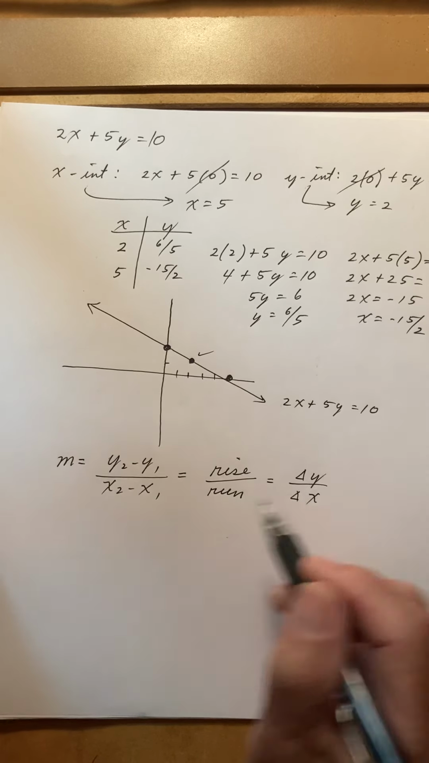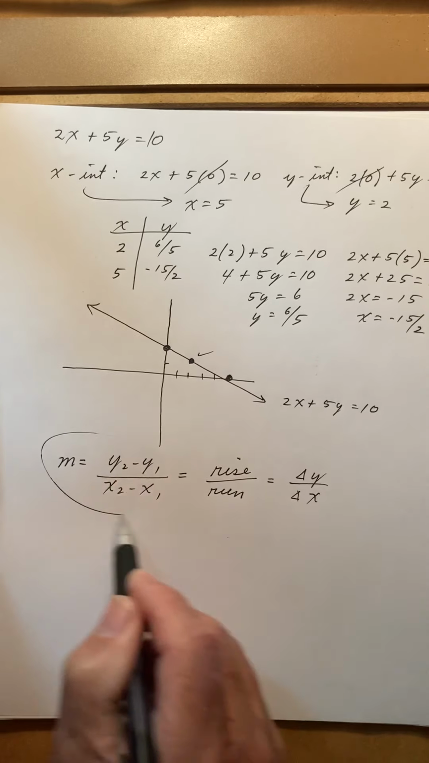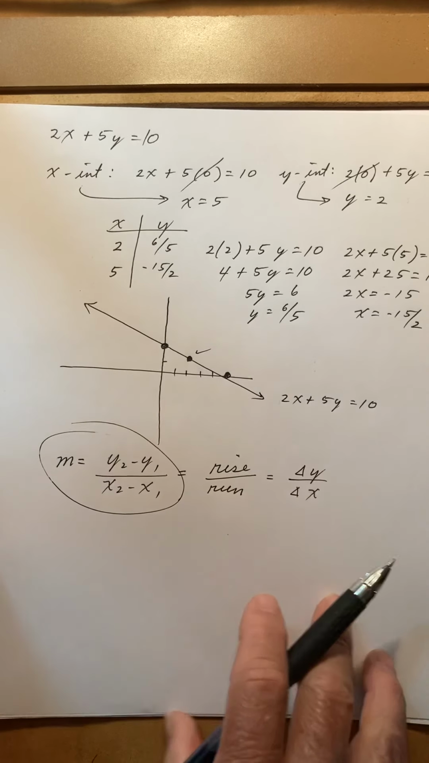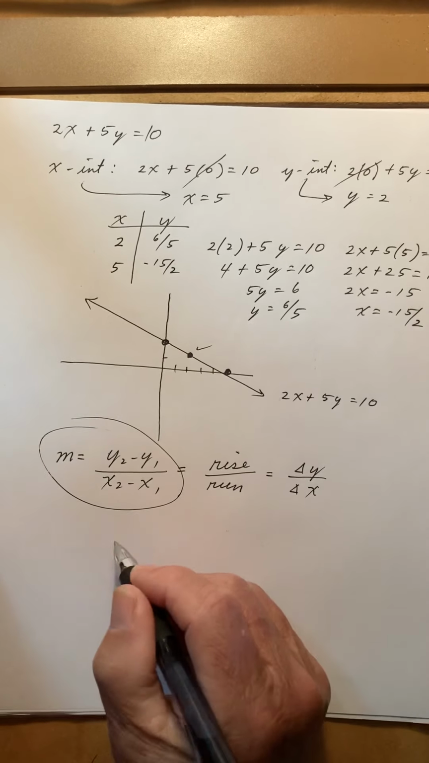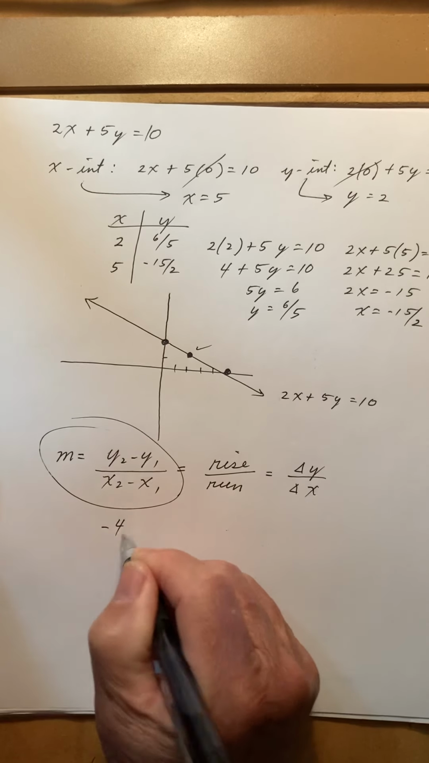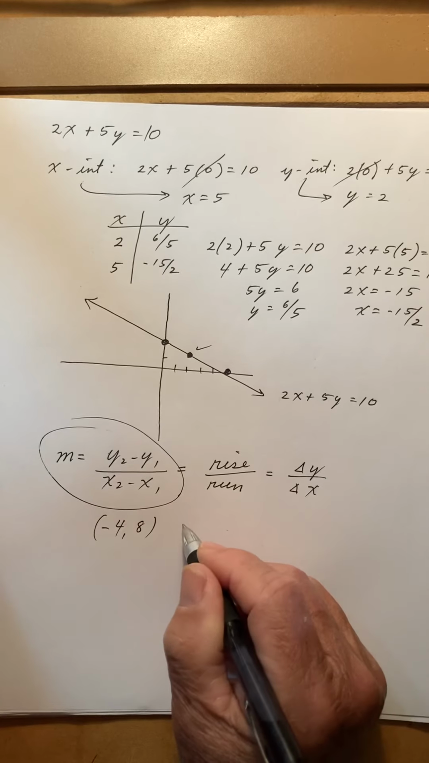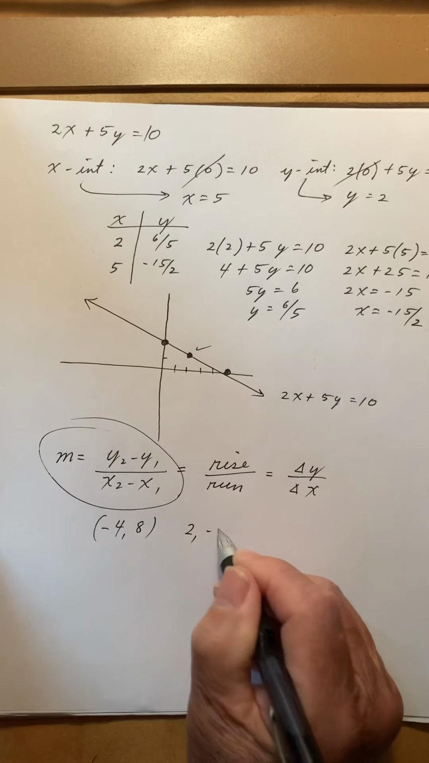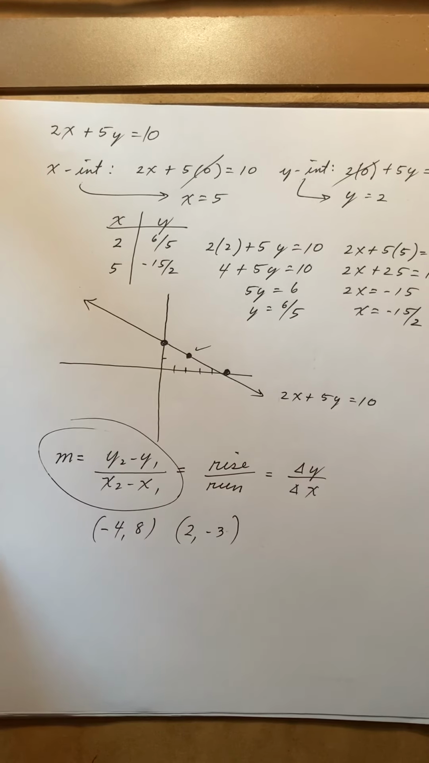But we call this the slope formula, and these are variations of it. We can find the slope formula then. If I have negative 4 and 8 as one point, and 2 and negative 3 as another point, I can find the slope between those 2 points.